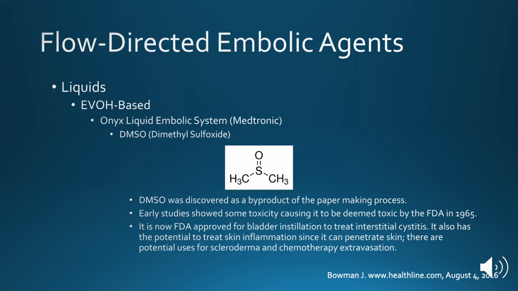Onyx is one of the more popular EVOH-based systems. It consists of the embolic as well as DMSO, or dimethyl sulfoxide. DMSO was actually discovered as a byproduct of the paper-making process. Early studies showed some toxicity, causing it to be deemed toxic by the FDA in 1965. But now it's even approved as a standalone medication for bladder instillation to treat interstitial cystitis. It also has the potential to treat skin inflammation since it can penetrate skin, and there are potential uses in the treatment of scleroderma and chemotherapy extravasation.